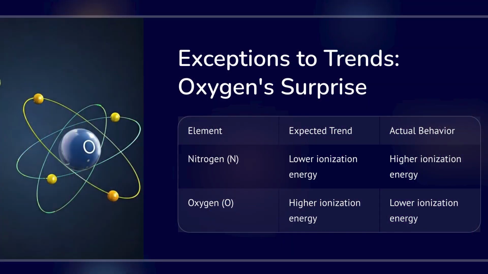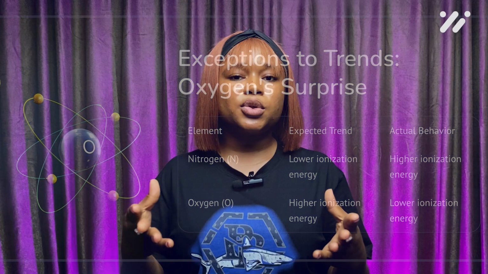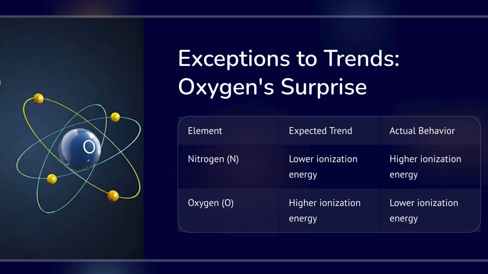Now let's talk about the exceptions to these trends. While periodicity gives us clear patterns, there are some interesting exceptions. For instance, the ionization energy of oxygen is slightly lower than that of nitrogen, even though oxygen is further to the right. This happens because of electron repulsion in oxygen's p orbitals, making it easier to remove an electron.